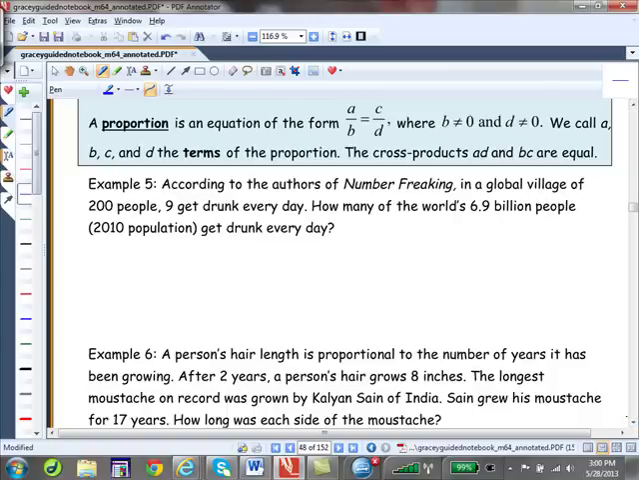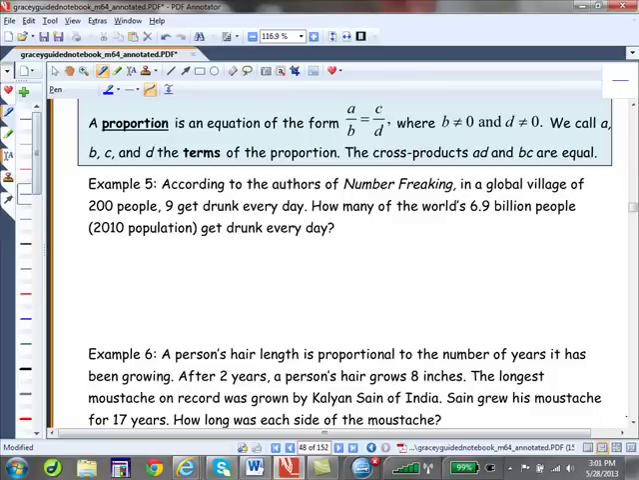So in example 5, I thought this one was kind of amusing. According to the authors of Number Freaking, in a global village of 200 people, 9 get drunk every day. So if we could extend this to the world's 6.9 billion people, how many of those do you think would get drunk every day? So let's check it out. Basically, the way we would set it up is, the proportion of drunk people to all people equals the proportion of drunk people to all people. In this case, our unknown would be the number of the world's 6.9 billion people that get drunk every day.